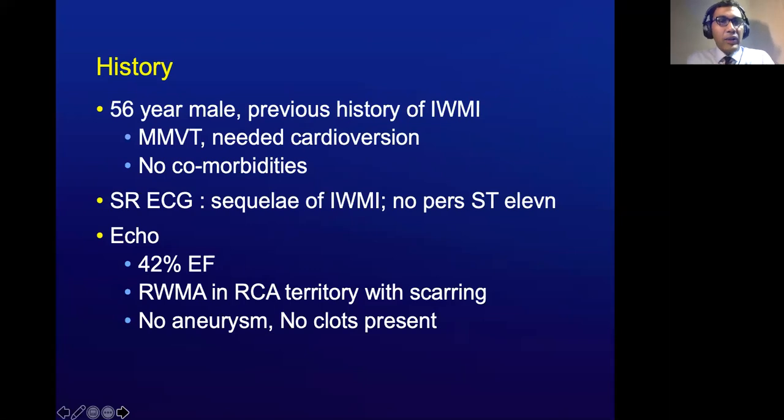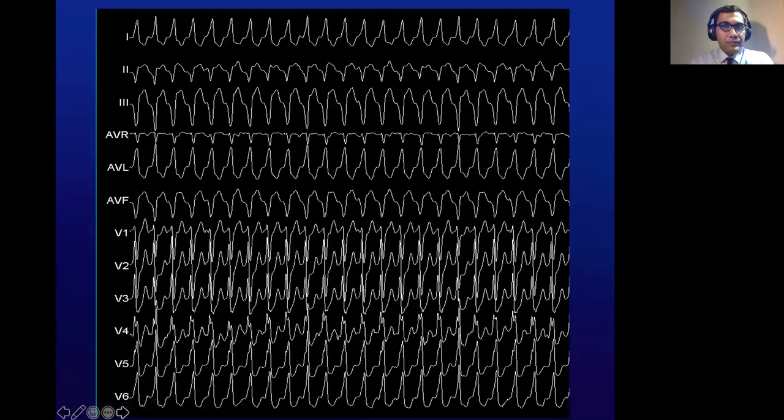On history, we have a 56-year-old male with a previous history of inferior wall MI who presented with a monomorphic VT needing cardioversion. He had no additional comorbidities. The sinus rhythm ECG showed the sequelae of inferior wall MI without any persistent ST elevation. The echo showed an ejection fraction of 42% with a persistent regional wall motion abnormality in the RCA territory with scarring of the myocardium. No aneurysm was noted, no clots were present.